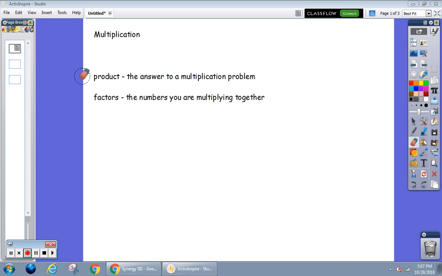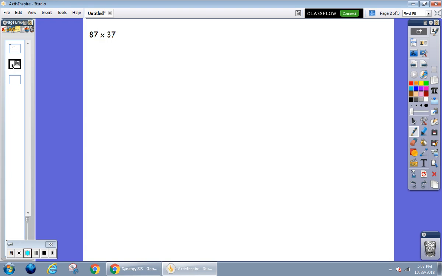All right, so we're going to start by going over some multiplication things, some vocabulary. The product is the answer to a multiplication problem, and factors are the numbers you are multiplying together. All right, let's get into it. So I'm going to show you two different methods. The first one is the box method.